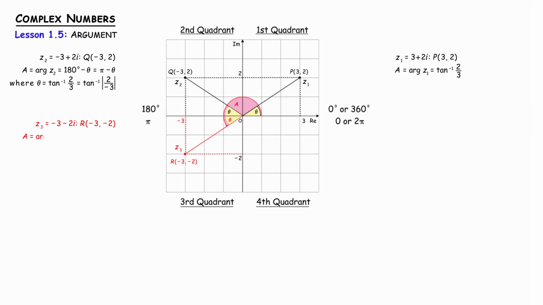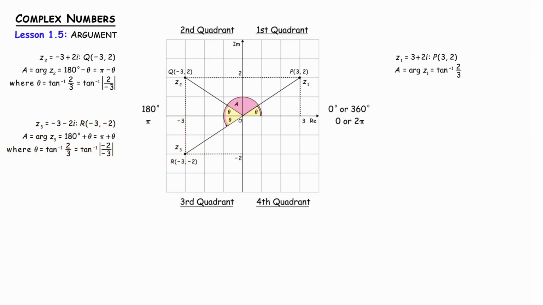The angle A is now called the argument of z3, which is equal to 180 degrees plus theta, or pi plus theta, where theta is the inverse tan of 2/3, or the inverse tan of the absolute value of minus 2 over minus 3.